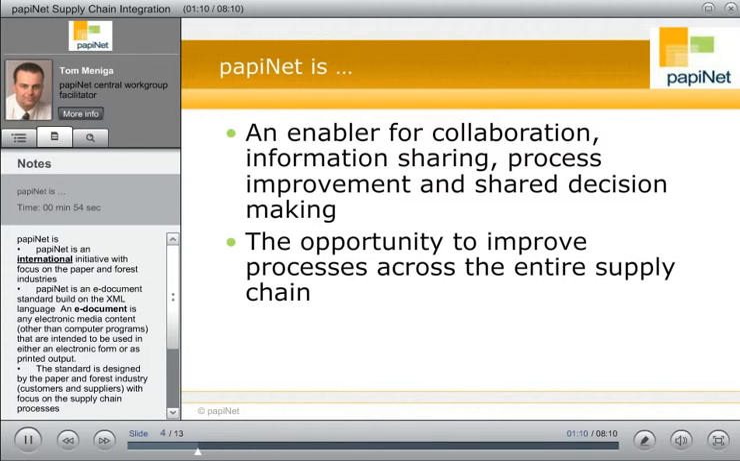papiNet is an international initiative with a focus on the paper and forest industries. papiNet is an e-document standard built on the XML language. An e-document is an electronic media content other than computer programs that is intended to be used in either an electronic form or as a printed output. The standard is designed by the paper and forest industry, customers and suppliers, with focus on the supply chain processes.